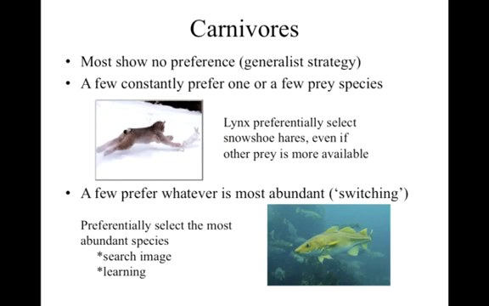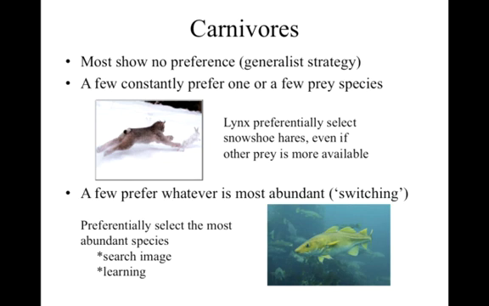Now, contrary to that last example, most carnivores do not show preference. And again, that's because they have this generalist strategy. It's so hard to find mobile, running, hiding prey that you just take whatever you can get. That's not entirely true. There are some carnivorous predators that do show preference for a prey species. A classic example is lynx. Lynx will preferentially eat snowshoe hares even if other things are more available. Even if there's a lot of squirrels and groundhogs and birds that they could eat, they don't eat those as much. They actively seek out snowshoe hares even when snowshoe hares are quite rare.